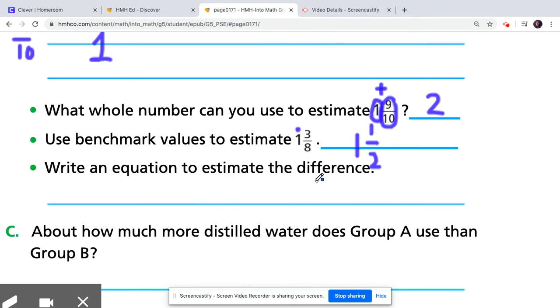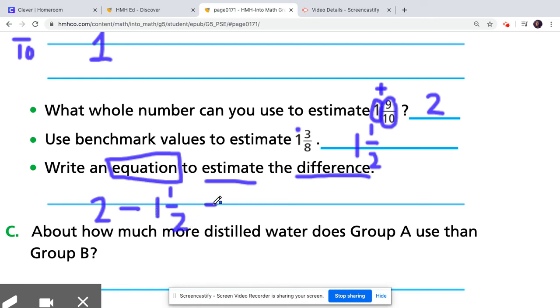Now I want you to write an equation for this. Equation, which means I want an answer. So you're going to take your two estimates, okay, because it wants you to find the estimate. 2 minus, says the word difference, and you're going to do minus that 1 half, okay? And then what do you get as your answer? Well, 2 minus 1 is 1, but then you have to take away a half, so you're going to get half as your answer.